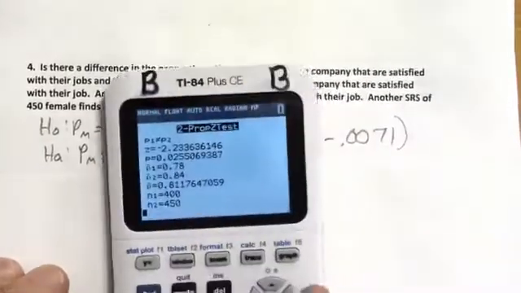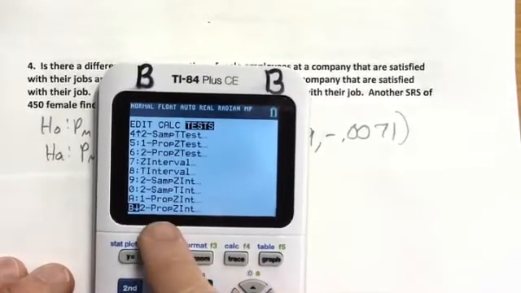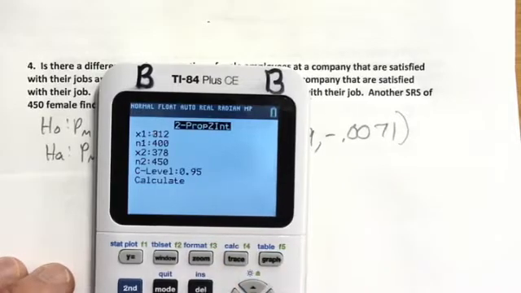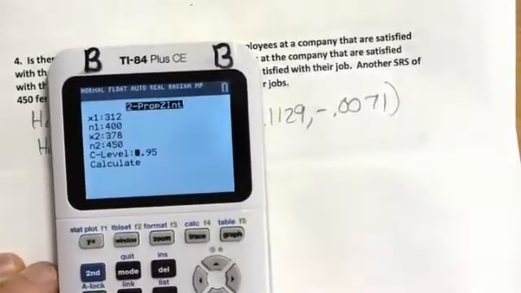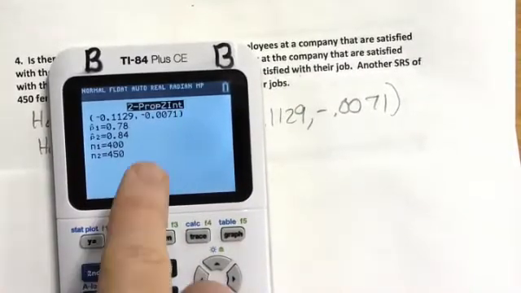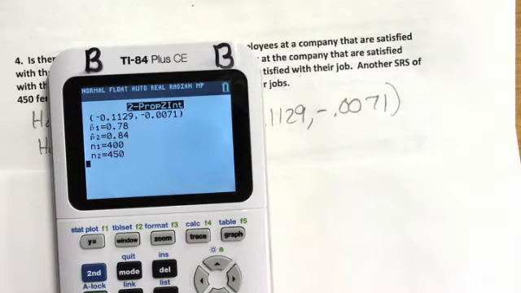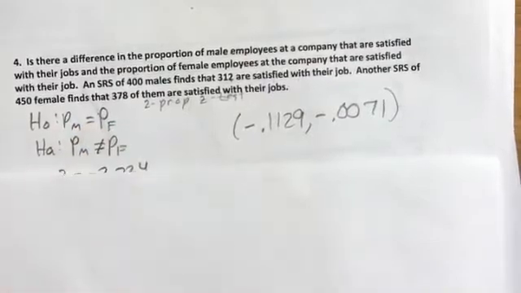To make the interval, we would go stat, test, two proportion z interval. So two proportion z interval, where is that? It's option B down there, right there. So we go like that. Notice it went ahead and already entered it for me since I just did the test. I'll make a 95% confidence interval. And so we would say, our conclusion, we are 95% confident that this interval captures the difference in population proportions, the difference P sub m minus P sub f. And so there we go.